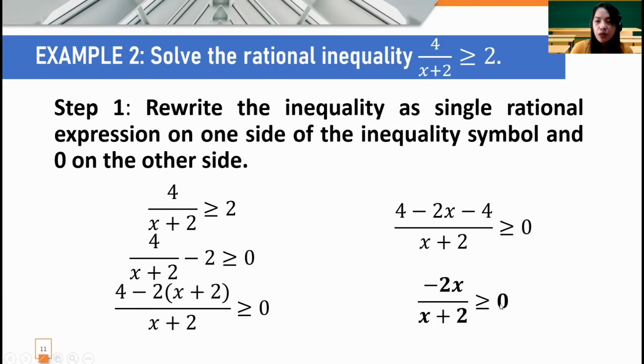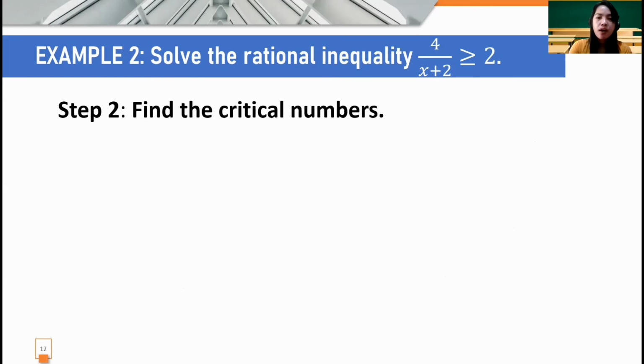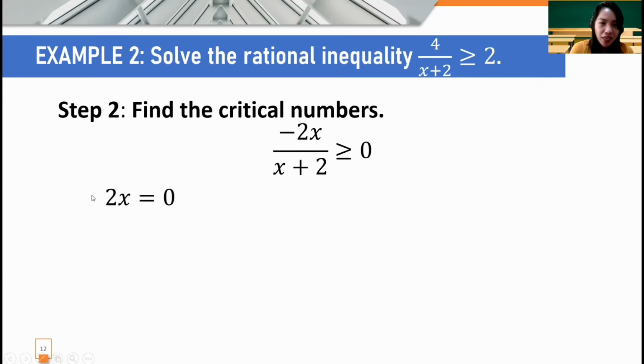From here, we can now proceed to step number 2. Find the critical numbers. From here, kukunin natin yung nasa numerator para malaman natin yung first critical number. That is negative 2x. Negative 2x equals 0. Equate that to 0. Divide both sides by negative 2. So, x is equal to 0. That is the first critical number, x is equal to 0.